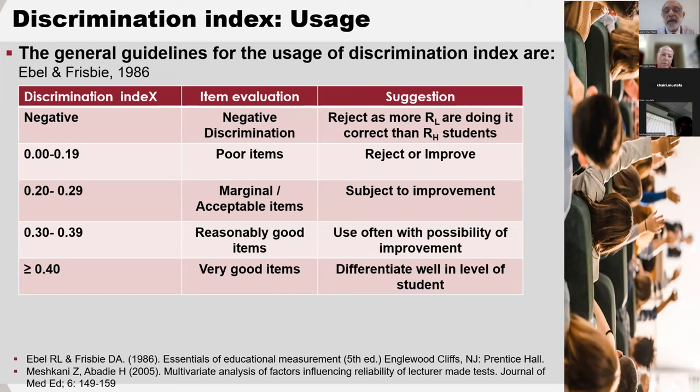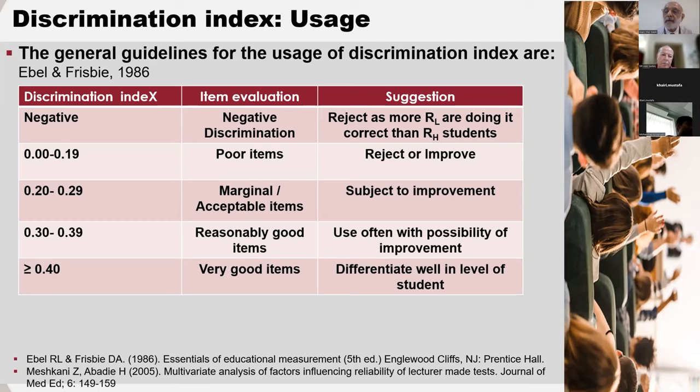They are acceptable items, but still they need some improvement. And if it is up to 0.39, then they are reasonably good. And if it's 0.4 and above, then they are very good items.